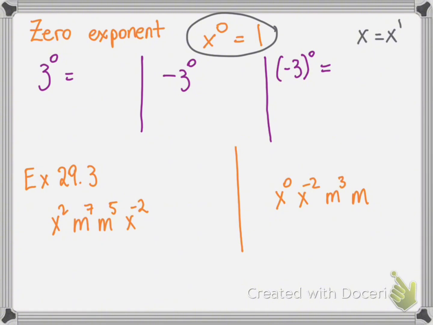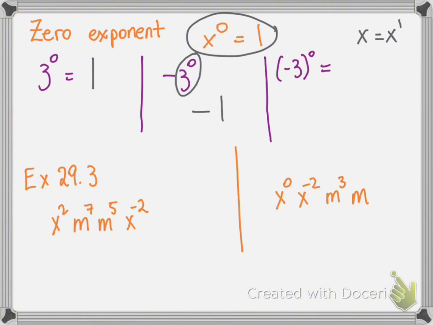So 3 to the 0 power is 1. But then we have negative 3 to the 0 power, and in that case, the 3 is the only thing that is to 0, and then is multiplied times a negative 1. And so in this case, the answer is going to be negative 1, because there is no parentheses.